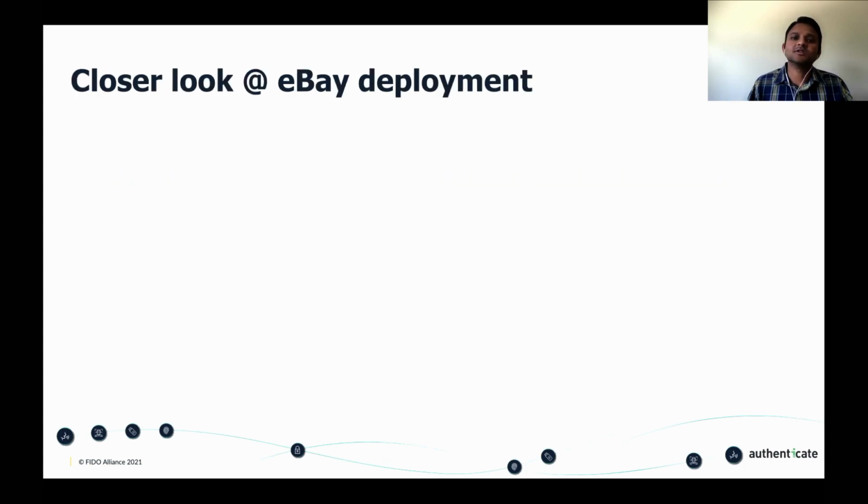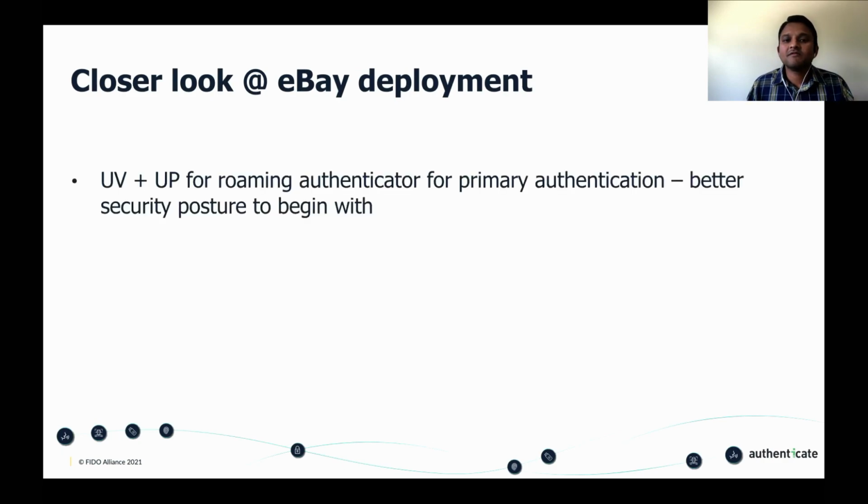Let's take a little closer look at some of the nuances between the eBay deployments we had. For roaming authenticators to be presented as primary authentication, we decided to mandate both user verification and user presence to begin with. This does limit us to surface this option on very limited platforms because not a lot of them support both of these, but also gives us a chance to start with a better security posture. We can always relax it only to, for example, user presence if needed, but it's always a good idea to start with a stricter implementation, especially when it comes to authentication.